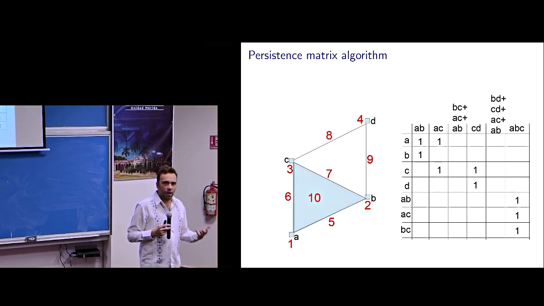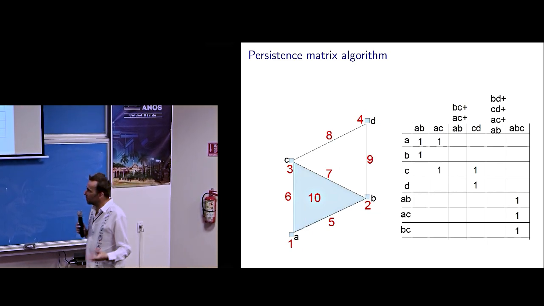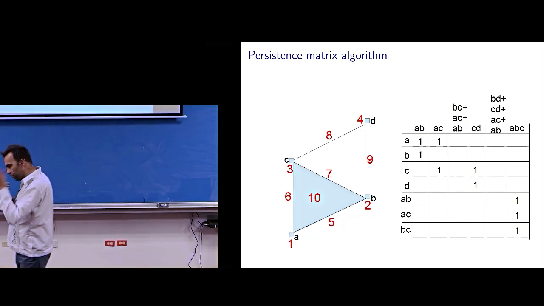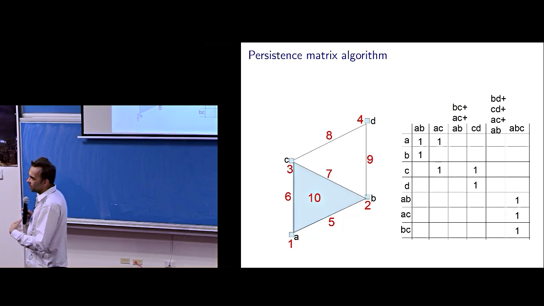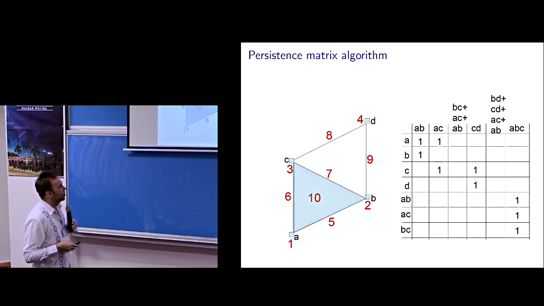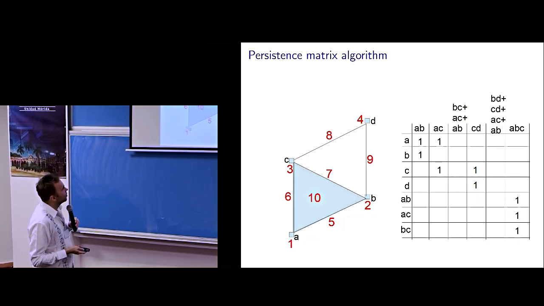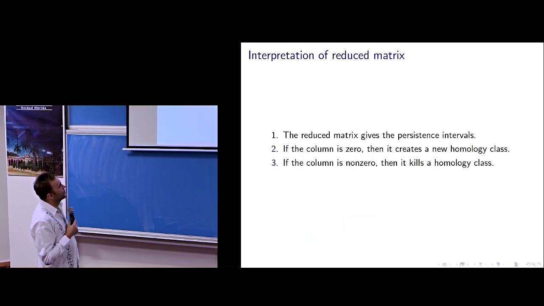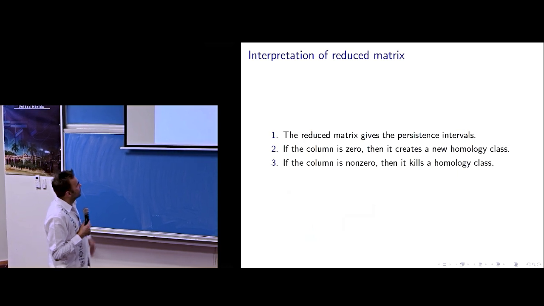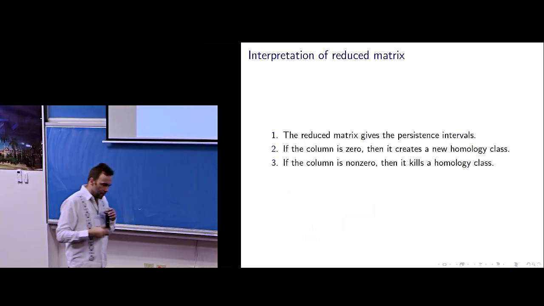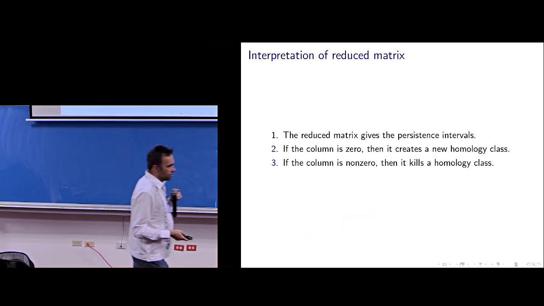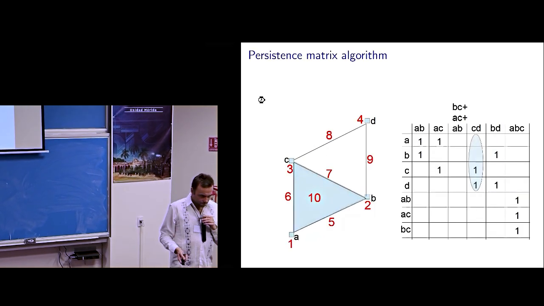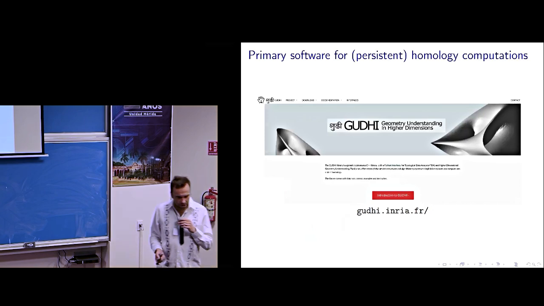And what I'm claiming is that we can read homology as well as persistent homology from that information. And what we actually did during this resolving of the conflict has very deep meaning when it comes to homology. So let me explain how. So the reduced matrix gives you the persistence intervals. So maybe for the persistence intervals, I want to quickly move to this animation.